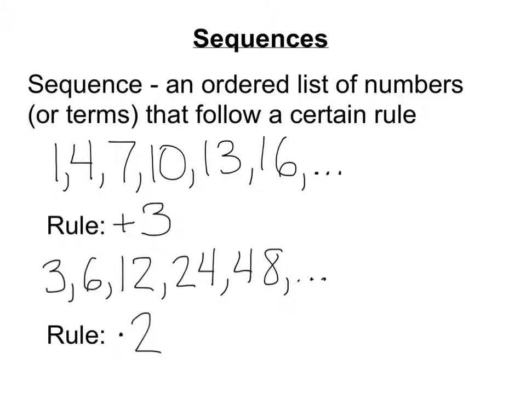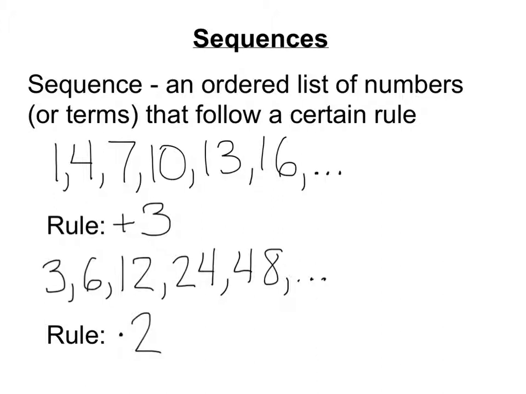Once we know the rule for each sequence, we can continue that beyond the numbers that we have. For example, up here I could find the next number in the sequence by adding 3, which would be 19. The next one after that then would be 22, and after that 25. Down here, following this rule, multiply this by 2, that's 96, multiply that by 2, and that would be 192, multiply that by 2, and it'd be 384.